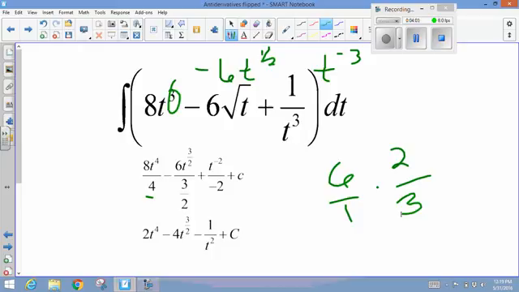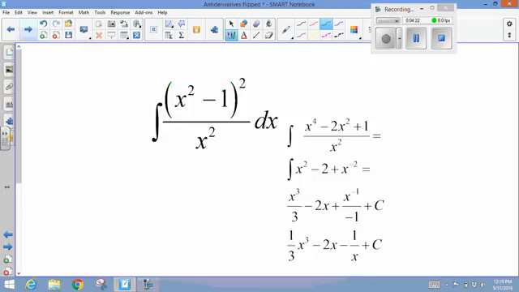So that gives me 4t to the 3 halves, and then, oh, I forgot the negative there. I would have negative 2 down here, negative 2 and 1 over t squared plus c. And that would be the answer to that one.